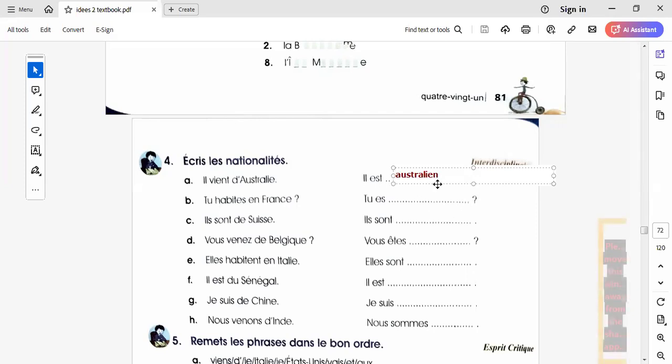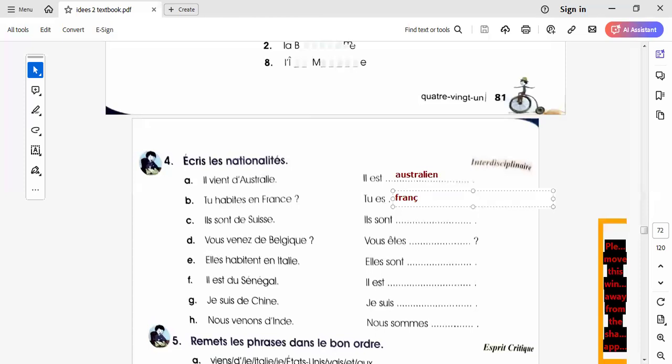Australien. Now it is ending with IEN. If we have to write down the feminine form, we double the last N and then add an E. Tu habites en France. You live in France. And for you, we cannot identify the gender. So we can write both. Don't forget the accent. Français, or you can write the feminine form also. Both are correct.